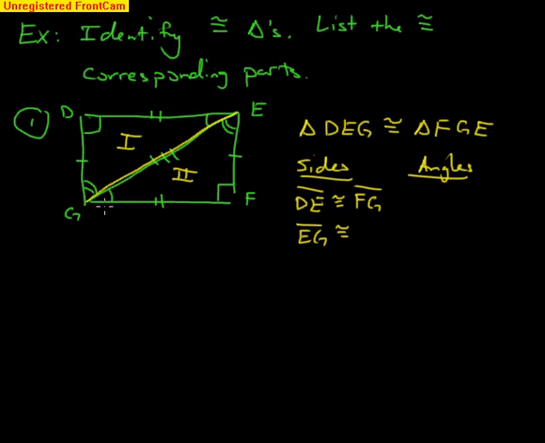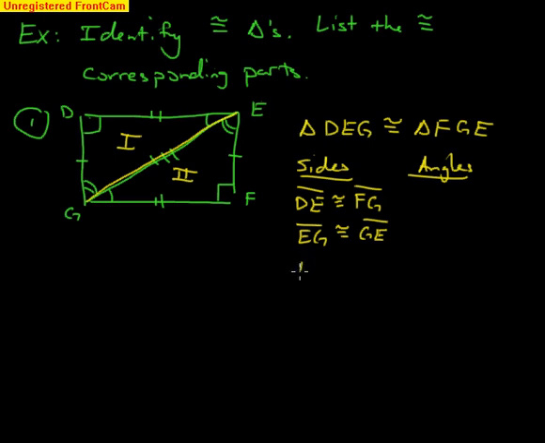Okay? EG is going to be congruent with GE. Well, if we think about EG and GE, aren't they one and the same? Yes. That's why there's only one side with three markings, because it's the same side. Okay? It's congruent to itself.